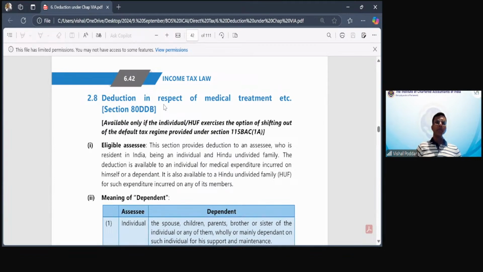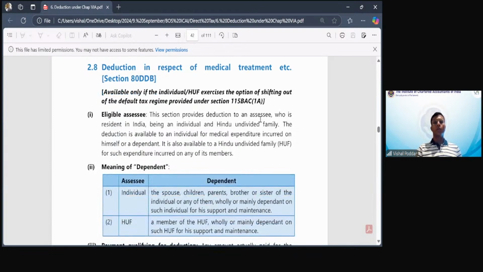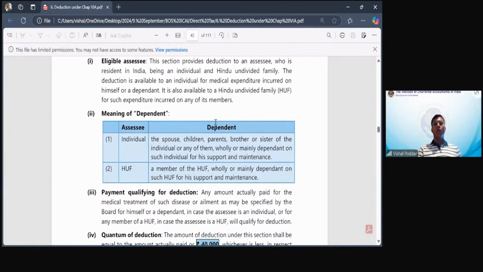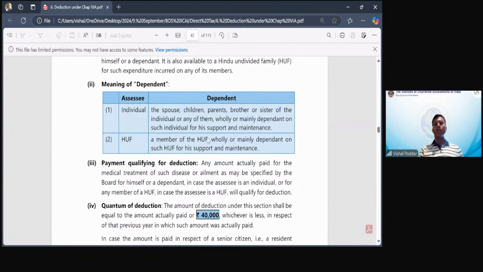Now, deduction in respect of medical treatment. This is medical treatment of specified diseases. Now, who all are covered? This section provides deduction either to an assessee who is an individual resident in India and also who is HUF. In respect of an individual, again the same list: spouse, children, parents, brothers, sisters, wholly or mainly dependent. In case of HUF, it is the member of family wholly or mainly dependent on such HUF.